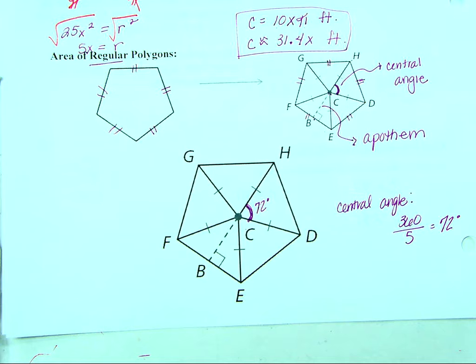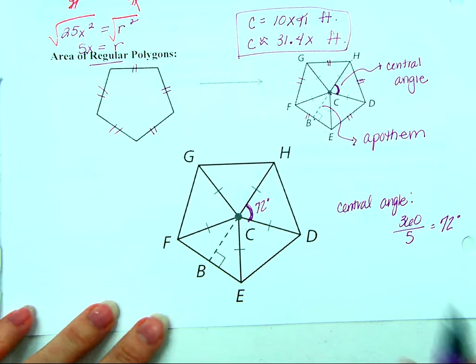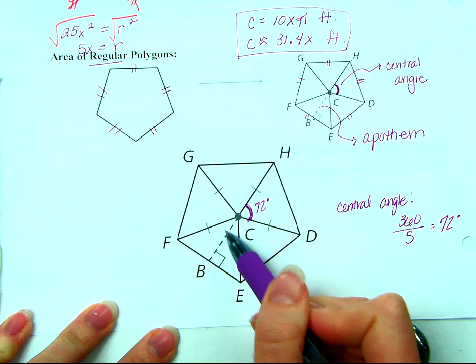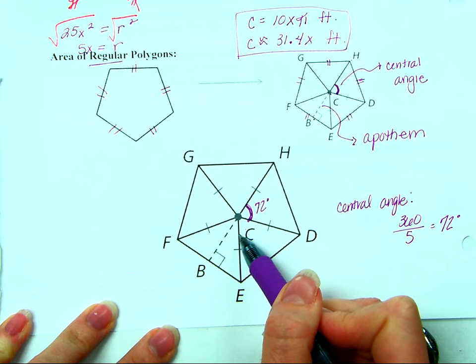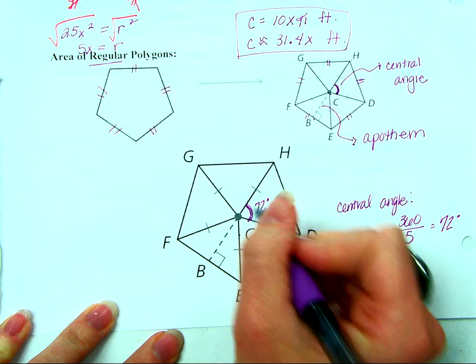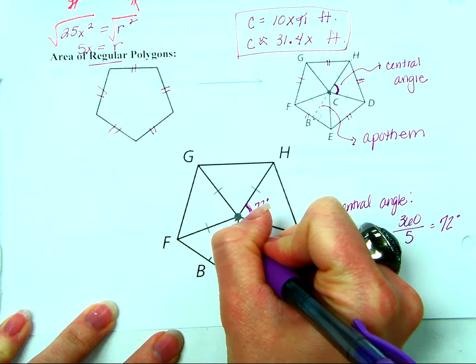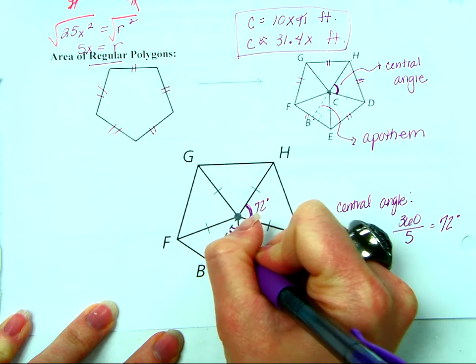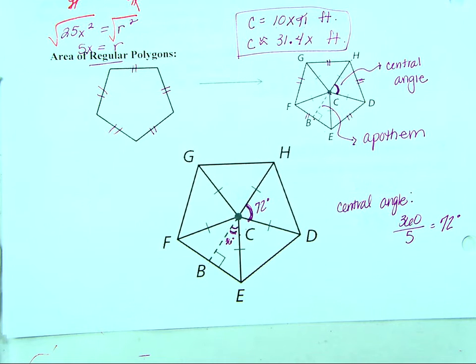Now, when I take my triangle and I add in my apothem, I actually take that central angle and split it in half. And so if it was a 72-degree angle to start with, now this section is half of that. So that would become a 36-degree angle.